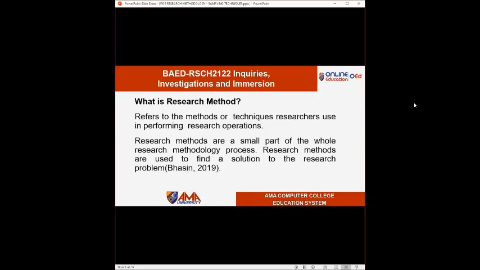Meron tayong mga different types of research methods. Example natin dito, we have for the data collection, examples of data collection methods: experiment, survey, interview, or focus group, observation, literature review, case study. So yun yung mga halimbawa natin ng research method under collecting of data.